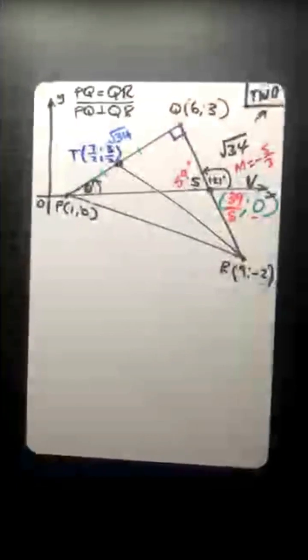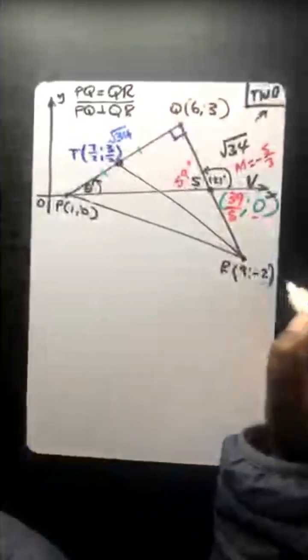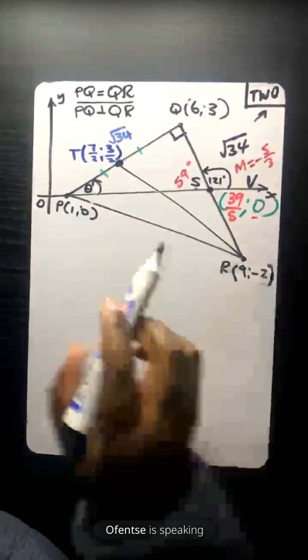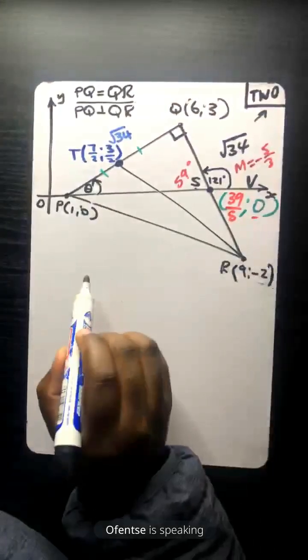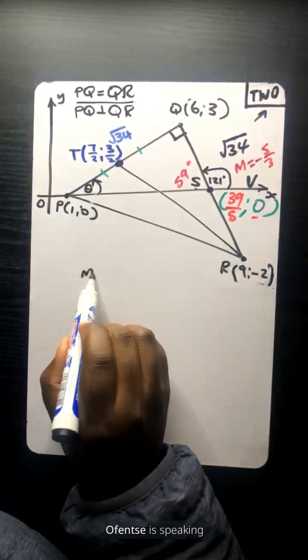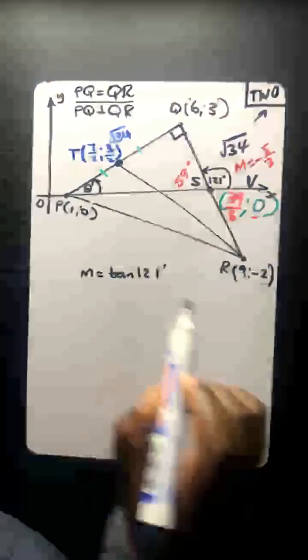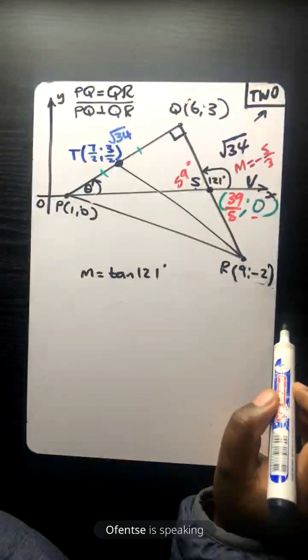Hello, sir. Here's another approach. Yes, you are recognized, honorable member. Since we know that m equals tan 121, and we can calculate m using coordinates, like the y coordinate of S is 0 because S is an x-intercept.